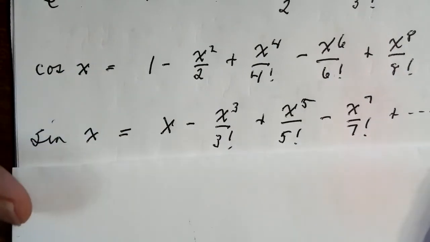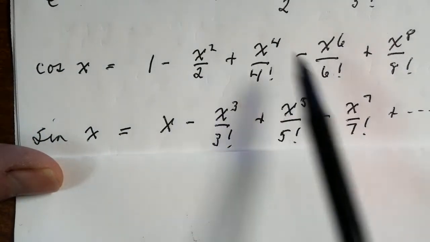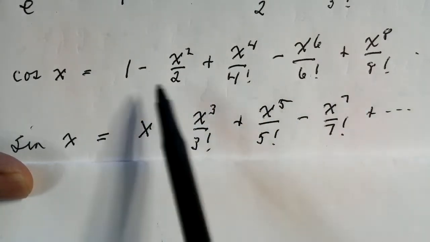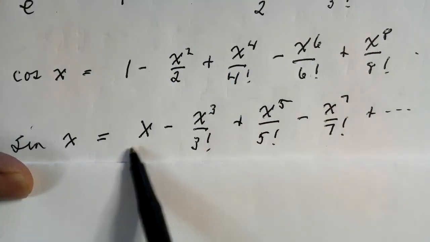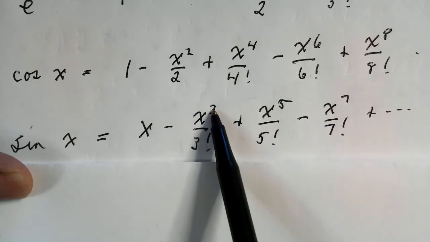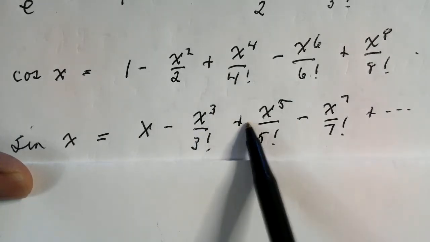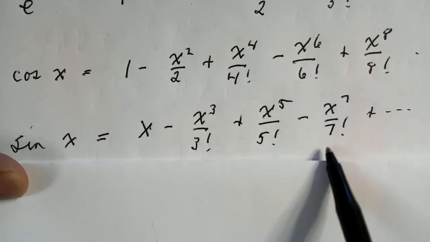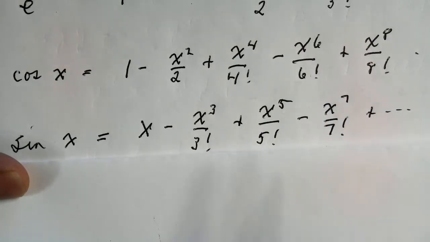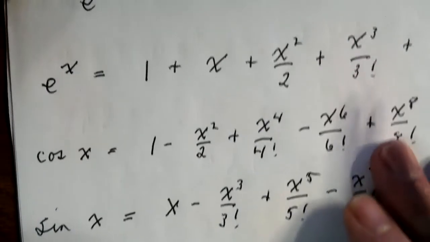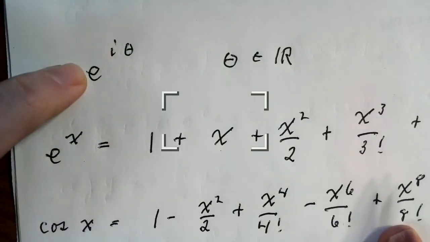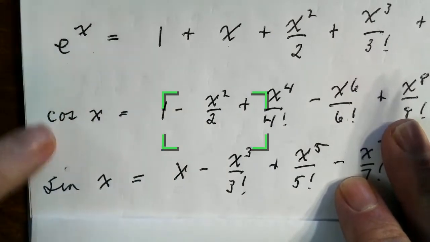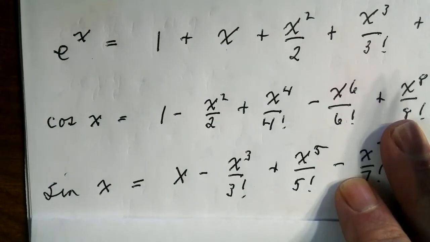Now the sine of x has a Taylor series about the origin, which, like the cosine, has alternating signs, but it uses odd powers of x. x minus x to the third over 3 factorial plus x to the fifth over 5 factorial minus x to the seventh over 7 factorial, so on and so forth. So what we're going to do in the next few minutes is somehow make sense of e to the i theta by using these three Taylor series.